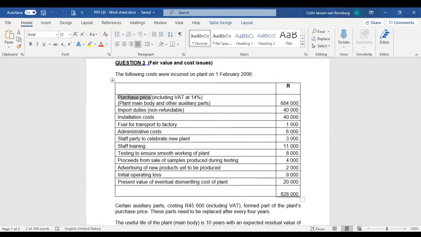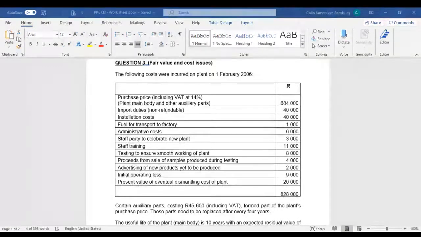So now we know they state the purchase price, including VAT at 14%. I know VAT is 15% now, but in 2006 it was still 14%. So obviously, if you get a question that deals with the 2019 or 2020 financial years, the VAT would have been 15%. Anyway, the VAT is included in that 684,000 rands. To determine the cost excluding the VAT, what formula are you going to apply? If you can type a little formula for me in the chat box, you're going to take that 684,000 rands and apply it to calculate the amount excluding the VAT.